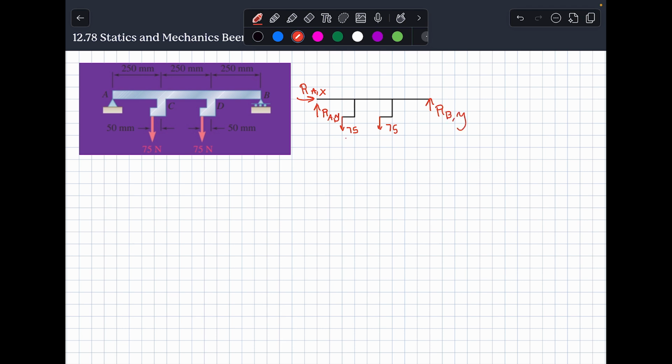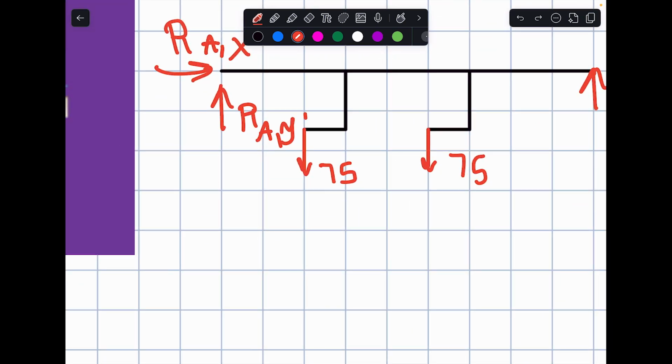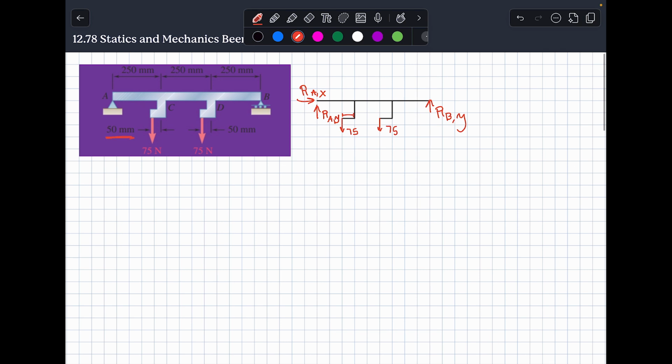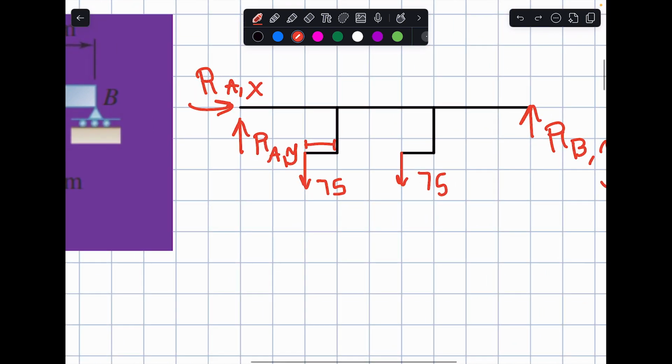Next, we have to figure out what these guys do right here, because they have this weird L-shaped connection at C and D. We can see that these are actually offset by a certain distance, and it says 50 millimeters right there. That means there's actually going to be a moment about this point and about this point, so we have to figure out what that is.